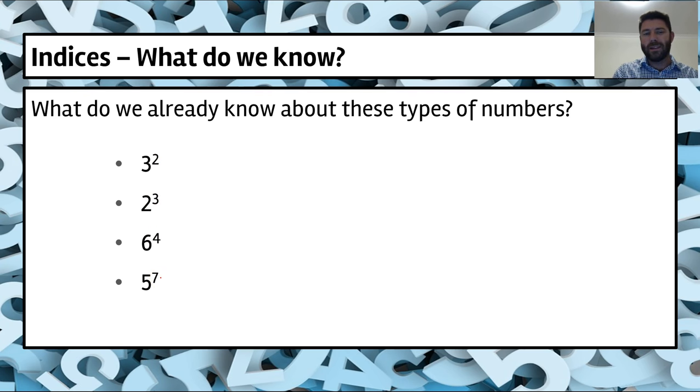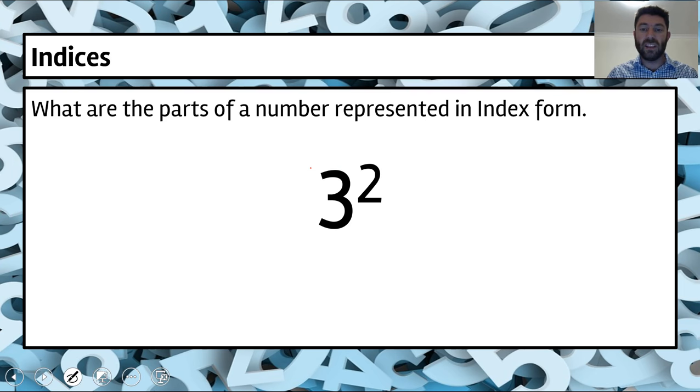So what we're essentially doing here is we're saying it's 3 times 3, 3 squared. It's not 3 times 2, where we multiply these two numbers. So we want to make sure we're not doing that, and we're actually multiplying 3 a number of times, and we'll talk about that in the next slide. Down here, 6 to the power of 4 and 5 to the power of 7, we've just got a longer chain of multiplication.